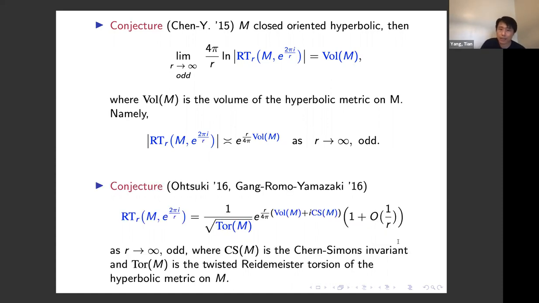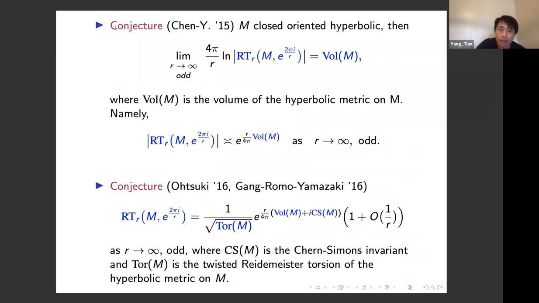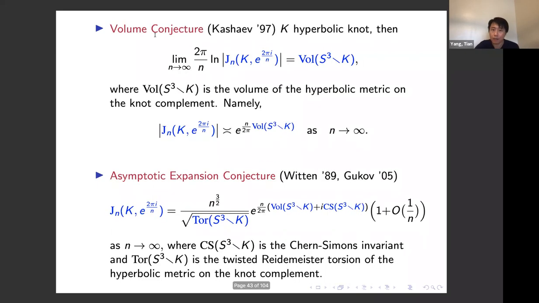So in the rest of this talk, I will present two works that take advantage of this relationship between the two. In the first one, I'll propose an approach to solving these two conjectures, where we'll use ideas and techniques from hyperbolic geometry. And in the second one, we answer a purely geometric question, but the idea comes from the study of this quantum invariant.